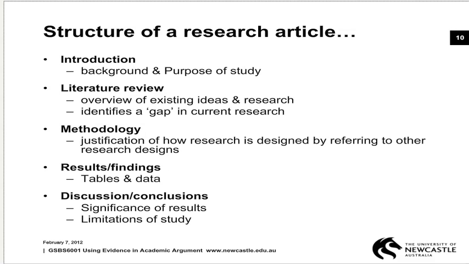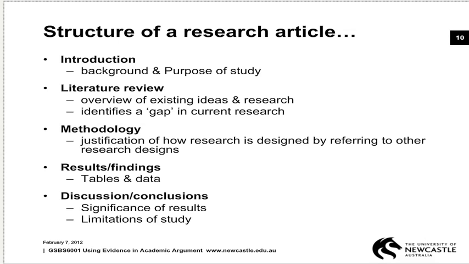The next type of article we'll talk about is a research article. This is an article which presents the researcher's own findings. The structure of this type of article is a little more complicated. Again, it starts with an introduction, covering the background and purpose of the study, which is followed by a literature review, in which the researcher covers all of the literature that has been written to date on the specific topic and identifies the gap in the current research, which their own research is trying to fill.